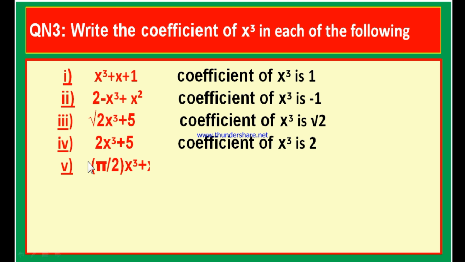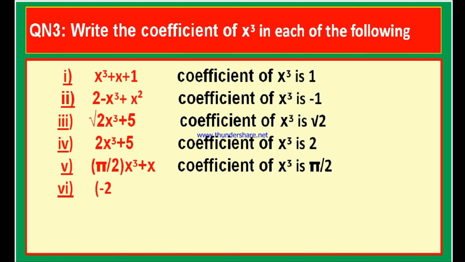Fifth one is pi by 2 into x cube plus x. This x cube is multiplied with pi by 2. Therefore, pi by 2 is the coefficient of x cube. Sixth one, minus 2 by 3 into x cube. Therefore, the coefficient of x cube is minus 2 by 3.